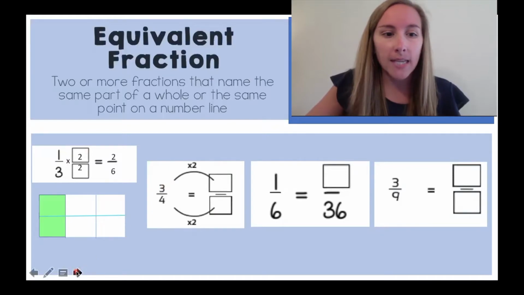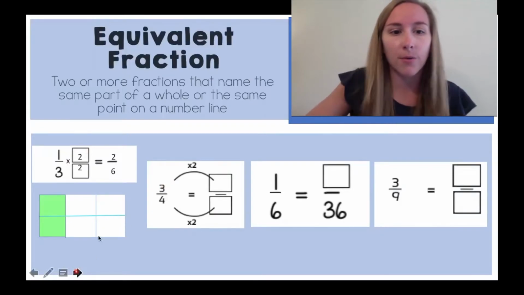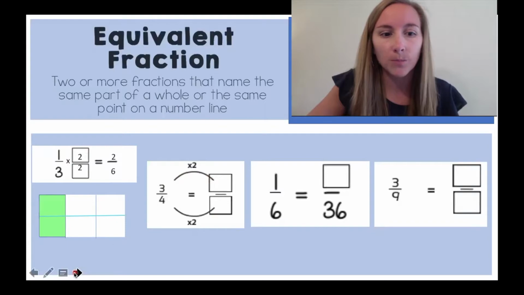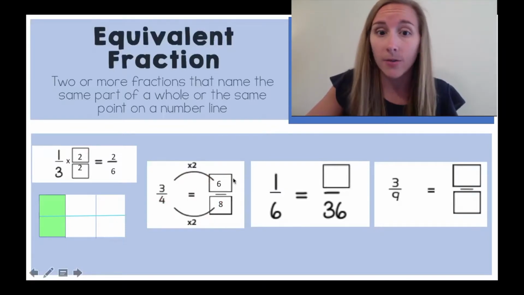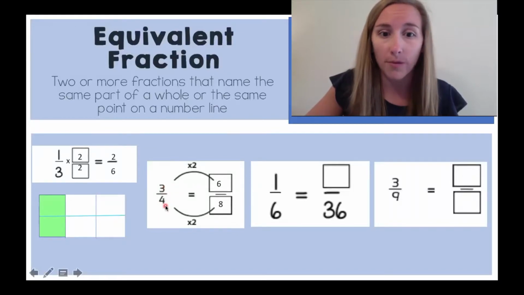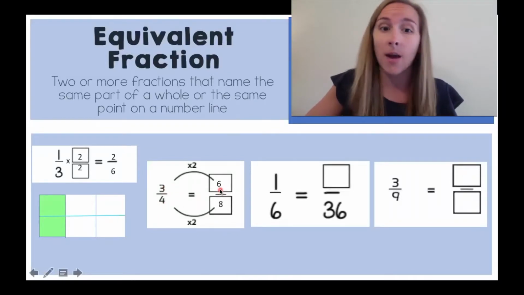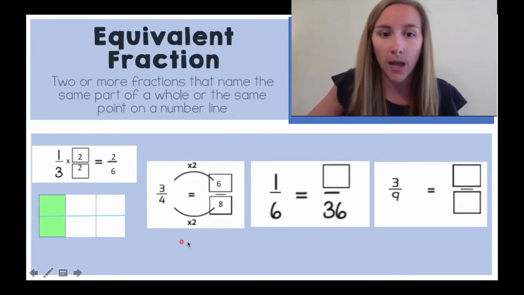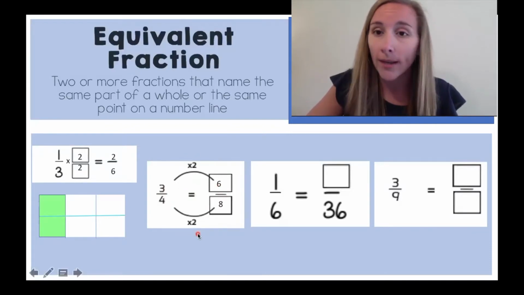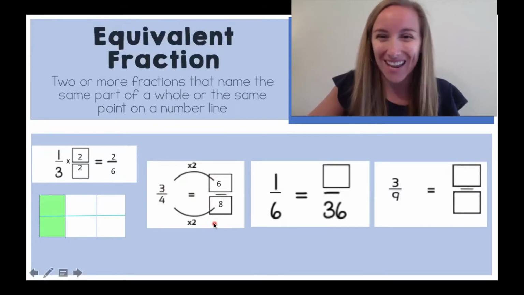So in this case here, I'm going to say 3 times 2, which would get me 6, and then 4 times 2 would get me 8. So this would also be an equivalent fraction. 3/4 is equal to 6/8. I'm not changing the value because I'm multiplying by that fraction equivalent to 1, just to get 6/8.